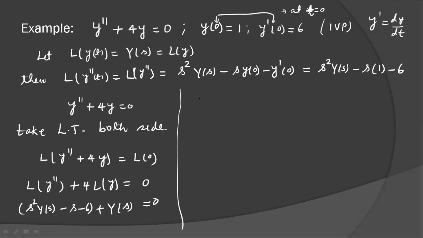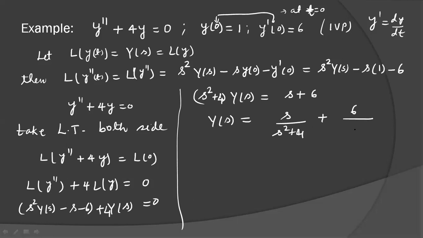Now put together the terms of Y(s). It will be s square plus 4 times Y(s), and send the remaining terms to the right hand side. It will become s plus 6. Now divide by the coefficient of Y(s) on the right hand side. It will become s over s square plus 4, plus 6 over s square plus 4. I think I made a mistake earlier; it is s square plus 4.